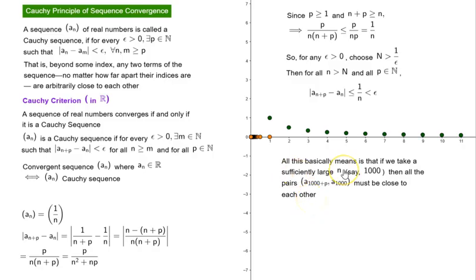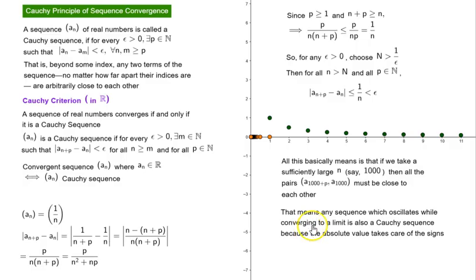When we say sufficiently large n, what does it mean? It depends on the sequence. Some sequences converge very fast. Some will converge slowly. So depending on whether it is a fast converging sequence or a slowly converging sequence, we will have a sufficiently large n. And that also means any sequence which oscillates while converging to a limit is also a Cauchy sequence, because the absolute value takes care of the signs.